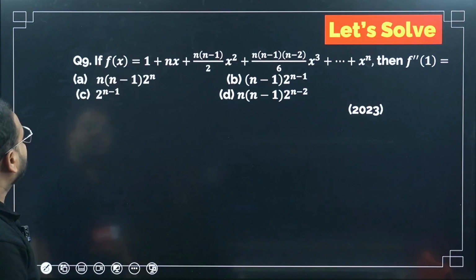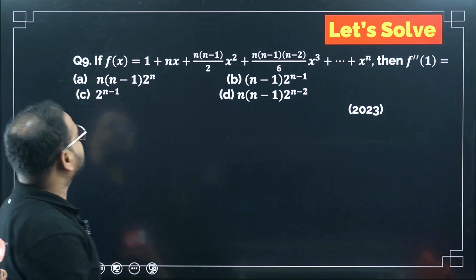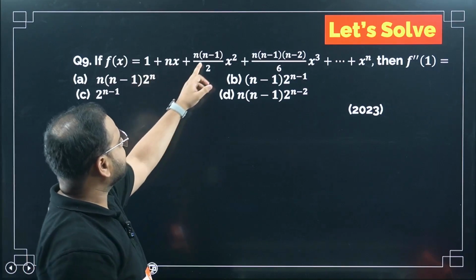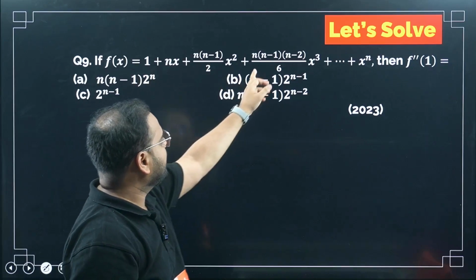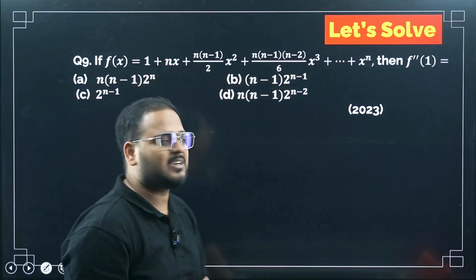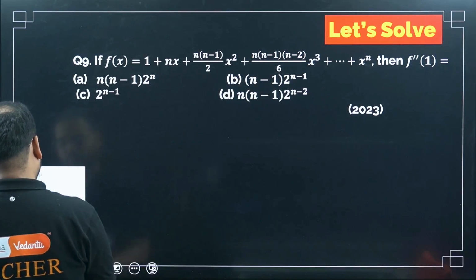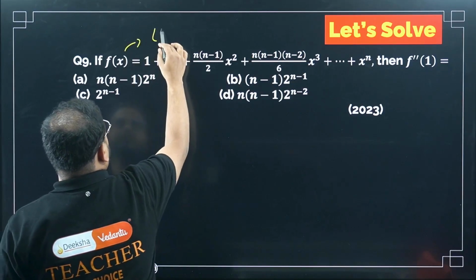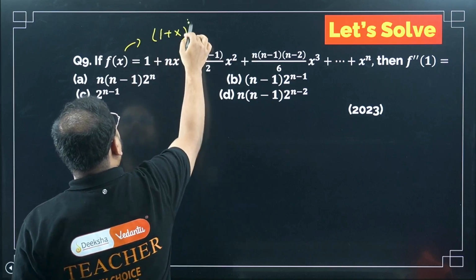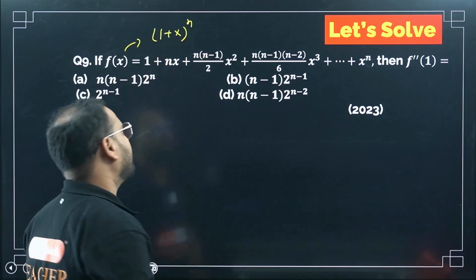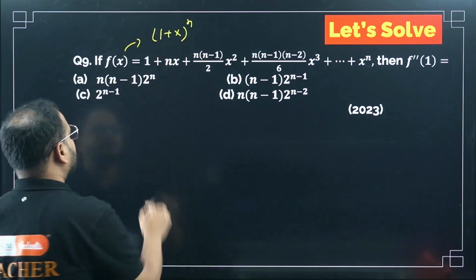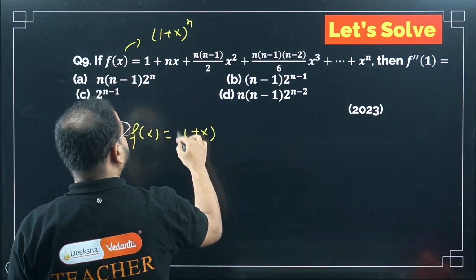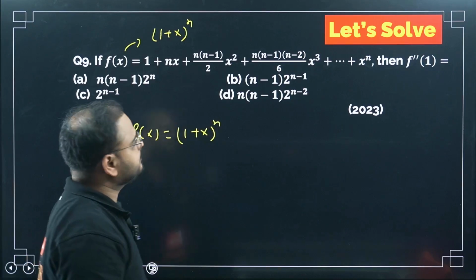Moving on to question number 9. f of x equals 1 plus nx plus n times n minus 1 by 2 and so on. If you remember from PU1, this is nothing but 1 plus x the whole power n. This is the binomial expansion of 1 plus x power n. So I can write this function f of x as 1 plus x power n. One thing is simple, right? Correct?